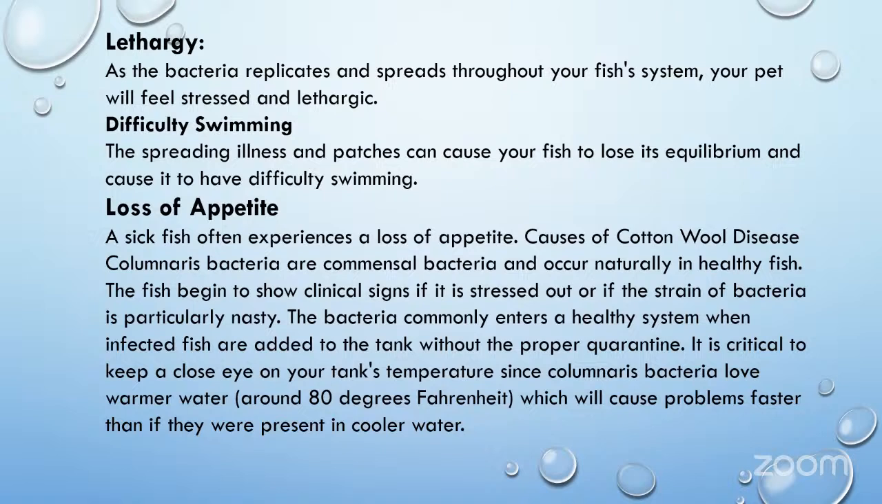Now, what are the causes of this cotton wool disease? Columnaris bacteria are commensal bacteria and can occur naturally in healthy fish. The fish begin to show clinical signs if they are stressed out or if the strain of bacteria is particularly nasty. The bacteria commonly enter a healthy system when infected fish are added to the tank without proper quarantine.